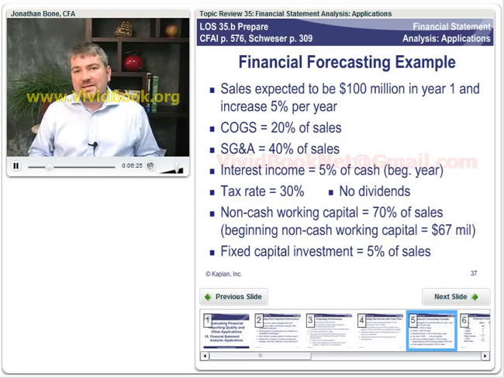We've decided that interest rates appear to be about 5% in the future, so that's based on our forecast future interest rates, and we forecast the future tax rate to be 30%. We're assuming that this company pays no dividends.